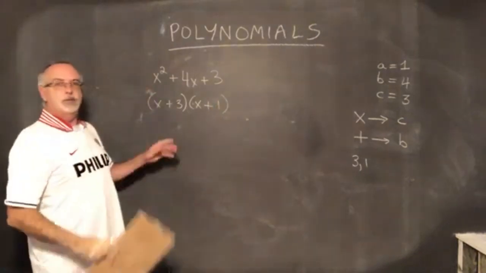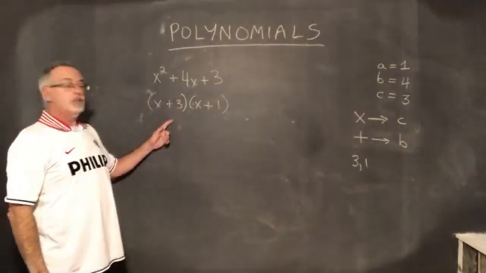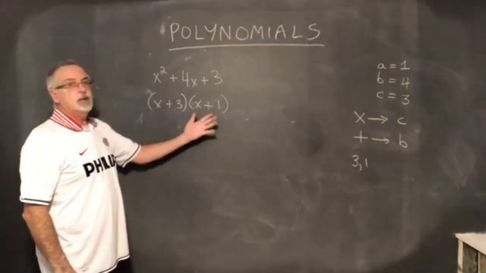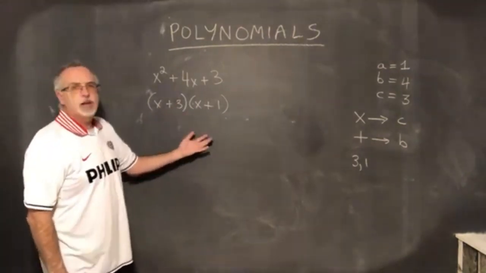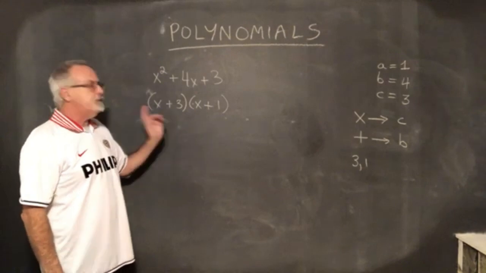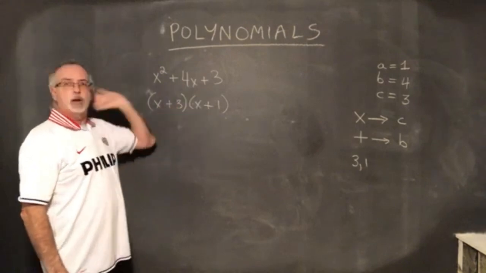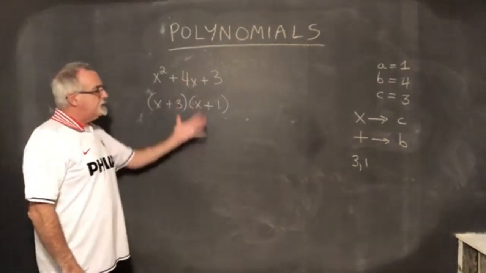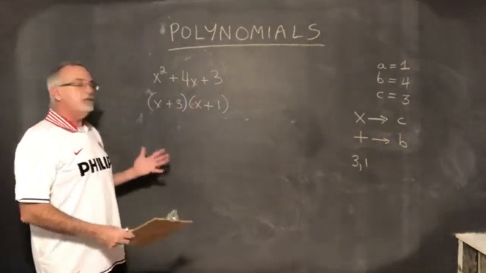Now I'm going to do my FOIL verification without writing it down. x times x is x squared. x times 1 is x. 3 times x is 3x. And x plus 3x is 4x. Yep, that works. 3 times 1 is 3. Yep. So I'm even doing my verification without writing it down, and it still seems to work really well.